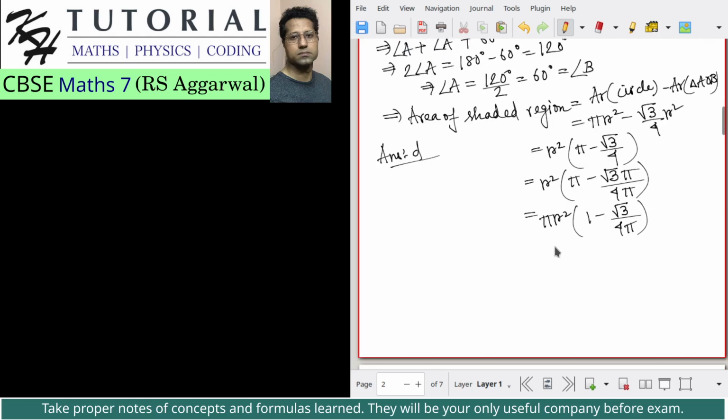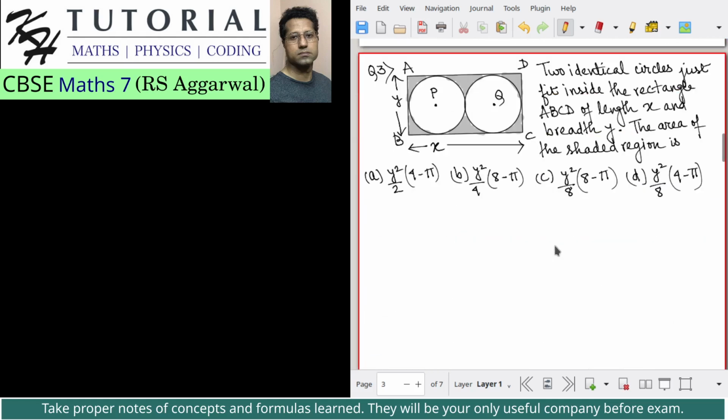Okay, let's see the next problem. Question number 3. Two identical circles just fit inside the rectangle ABCD of length x and breadth y. The area of the shaded region is, okay, so we are given a rectangle ABCD whose length is x and breadth y, and the two circles inside are identical circles. Identical circles means their radius is equal.